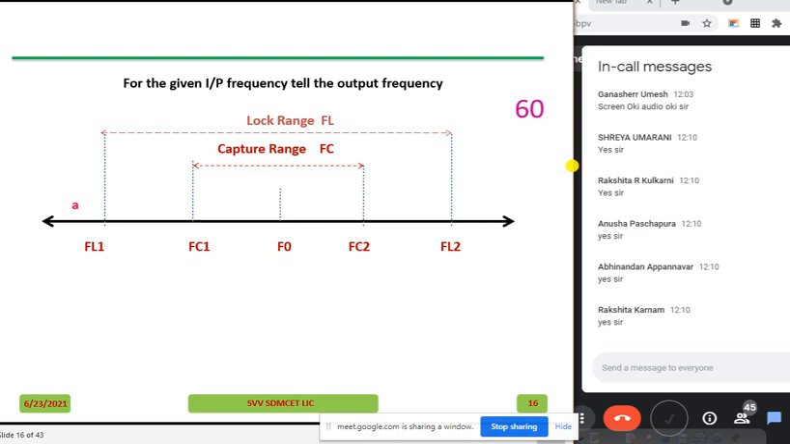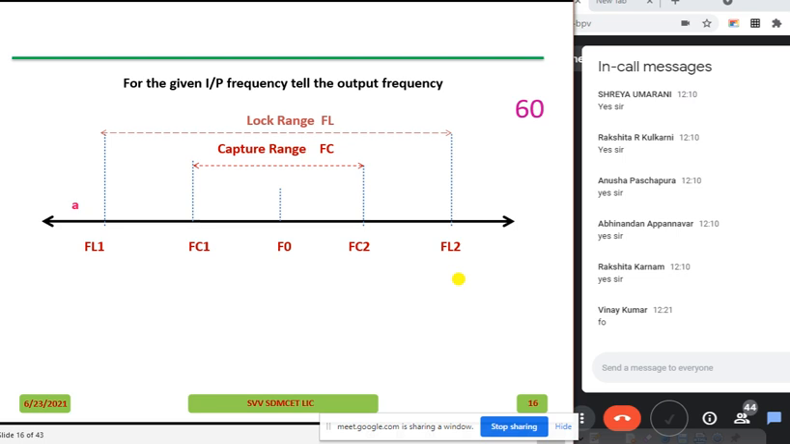To get output equal to input, always my input frequency at the beginning should lie in between FC1 and FC2. एक बार FC1 FC2 in between, if it lies, I can drag up to FL1 and FL2. So now if I give FA as an input, what will be the output? Is it FA only or F0? Vinay Kumar told when FA is given, output will be F0 because it is not in the capture range.